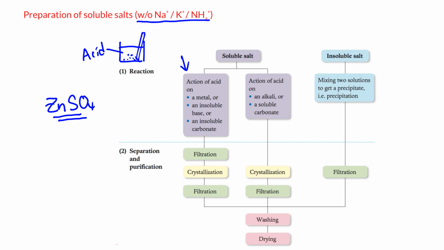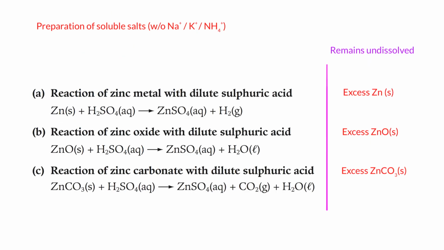Basically, there will be 3 kinds of reactions that will produce zinc sulfate. The first one will be metal reacting with acid. So we have zinc directly added into acid and they will give zinc sulfate and hydrogen. But I don't like this one because you have a lot of bubbles and they are also flammable. So therefore I prefer not to use this method.